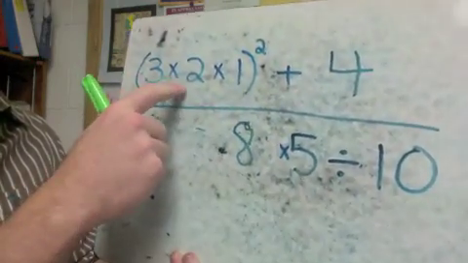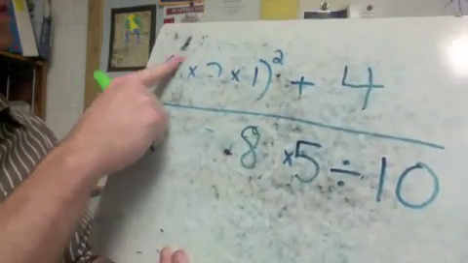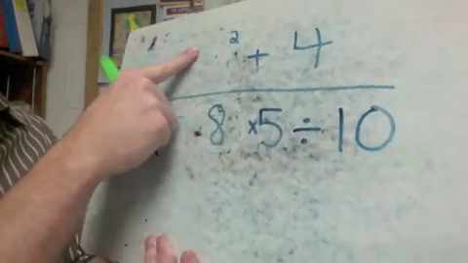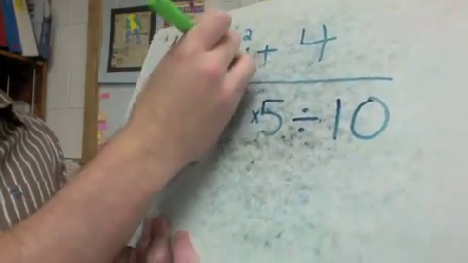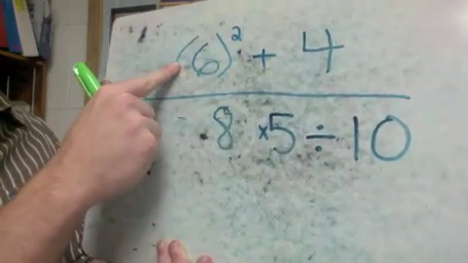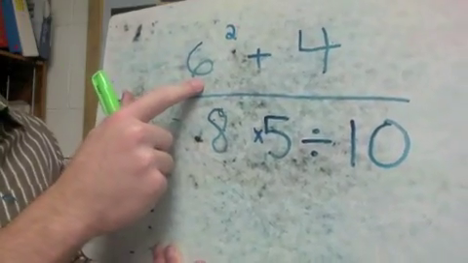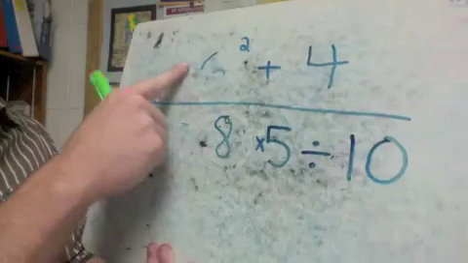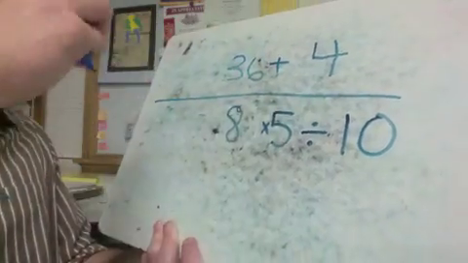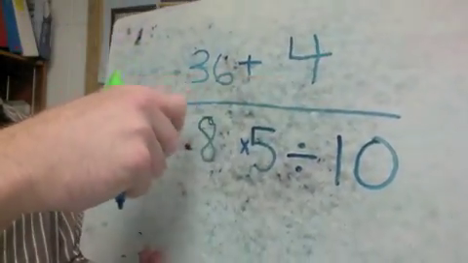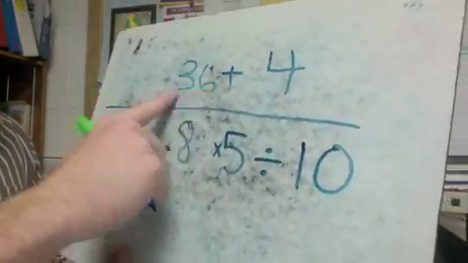Up here, I should do the same thing. 3 times 2 is 6, times 1 is still 6. So now I have 6. And we can lose those parentheses if we want to. But I still have that to the second power out there, so I can still simplify that. 6 to the second power is 36. Now we're starting to get somewhere. Let's get the top all the way simplified before we worry about the bottom. 36 plus 4 is going to be 40.